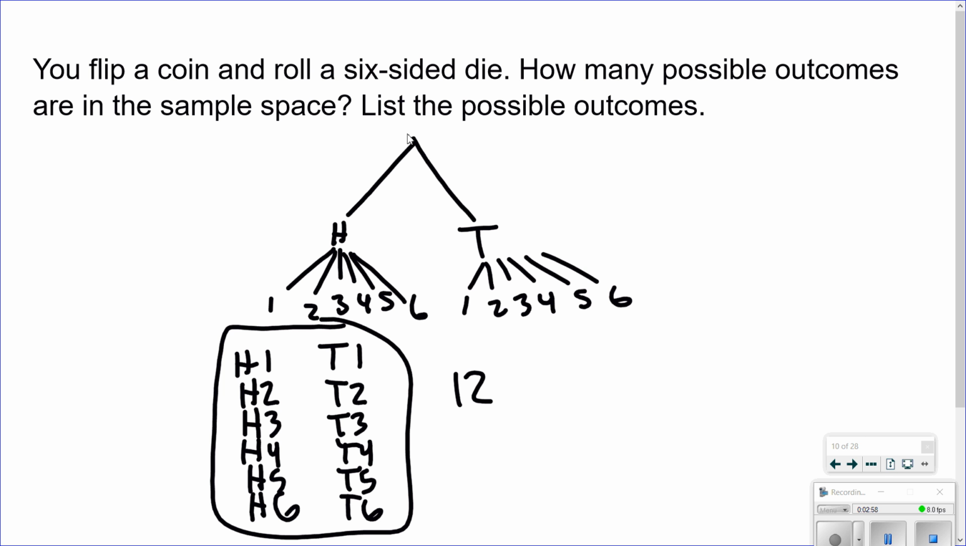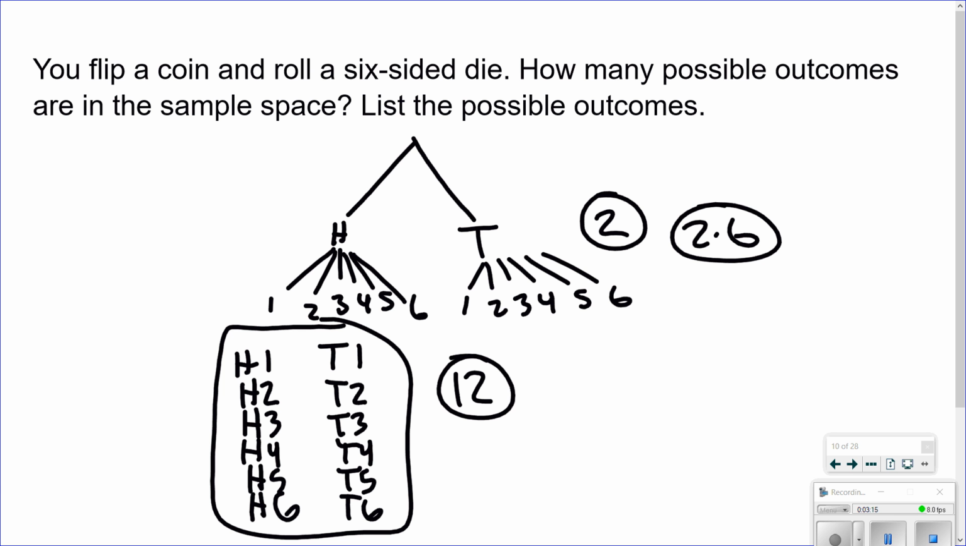I want you to notice something there. For the first event, there were 2 possible outcomes. Then I rolled the dice. For the second event, there were 6 possible outcomes. So for each of these, there are 6. So in other words, 2 times 6 equals 12. Okay, 12 total possible outcomes. So keep that in mind. That will be helpful for us.